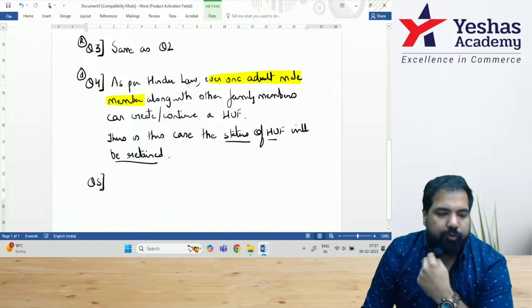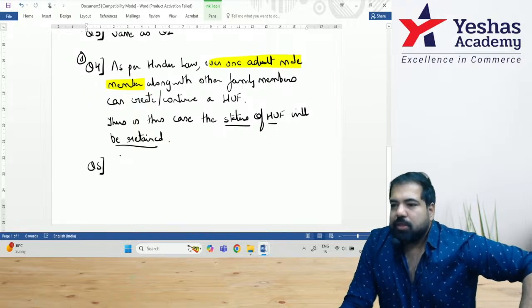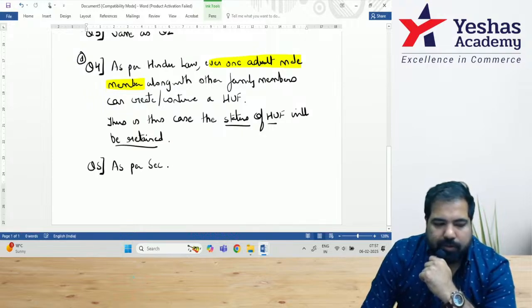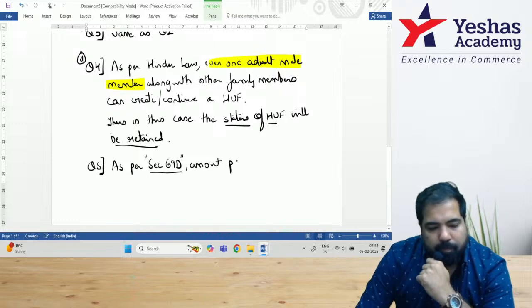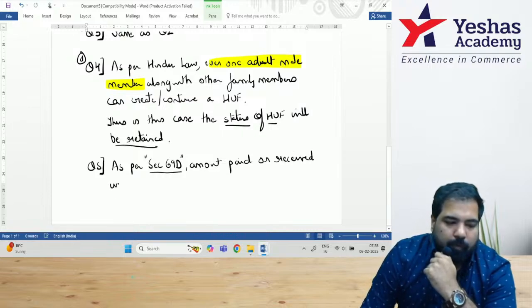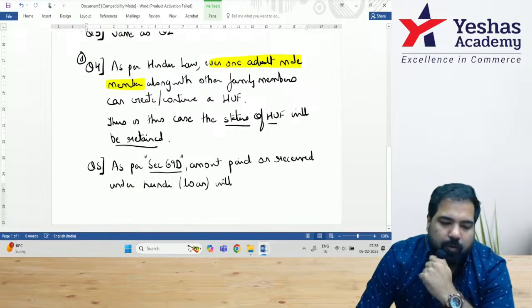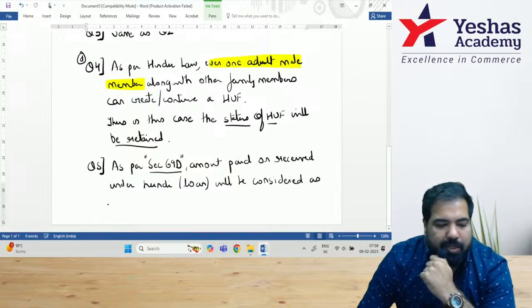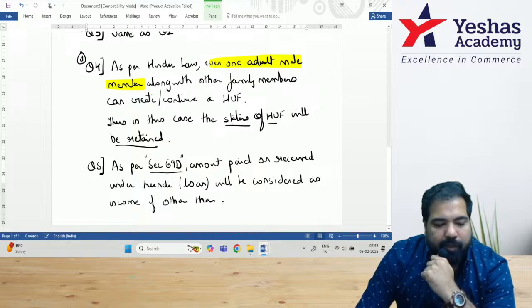Question number 4 done, now question number 5. Give me a hint, guys. Question number 5 was yes. Bearer cheque, yes. For section 69D, amount paid or received. The hundi. Hundi is basically the loan, guys. Loan system will be considered income if other than account payee cheque.